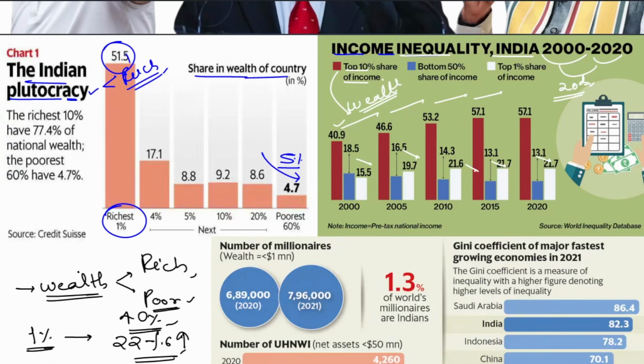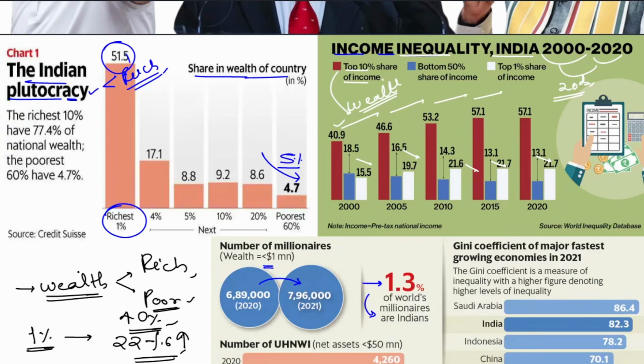All right. Now let's talk about the other thing, the number of millionaires whose wealth is more than $1 million. The number of millionaires is also increasing. So the wealthier are becoming even wealthier. And 1.3% of the world's millionaires are in India.